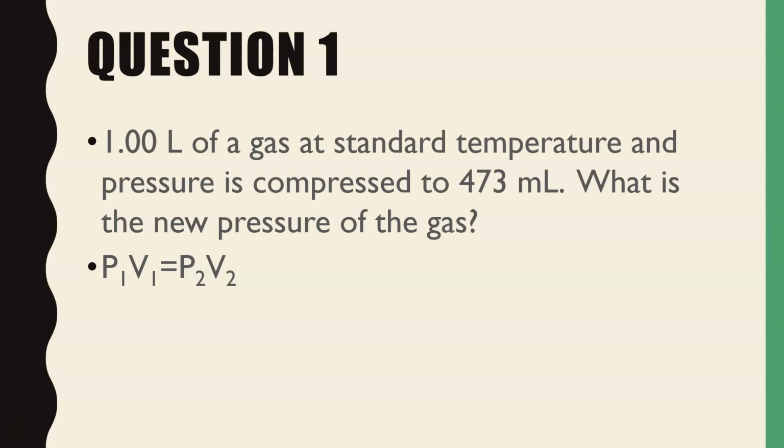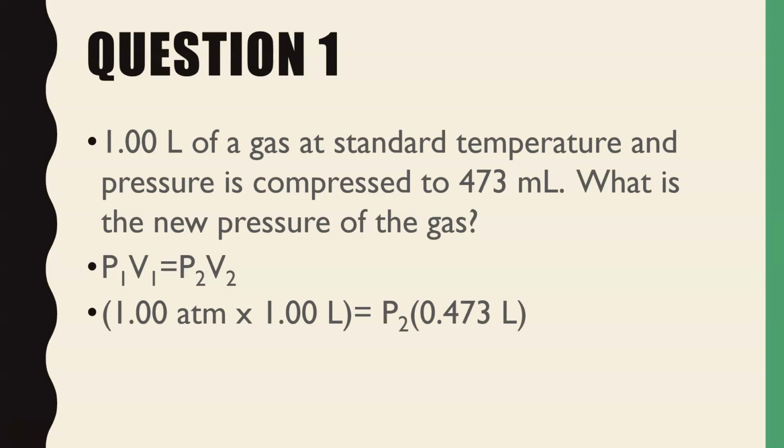Now let's see what would have gone in what place. So my first pressure is 1 atmosphere because that is standard pressure. And I'm told that it is 1 liter of gas at standard pressure. So that is my P1 and my V1. Now for my P2, that's what I'm being asked to solve for. It asks me what is the new pressure.